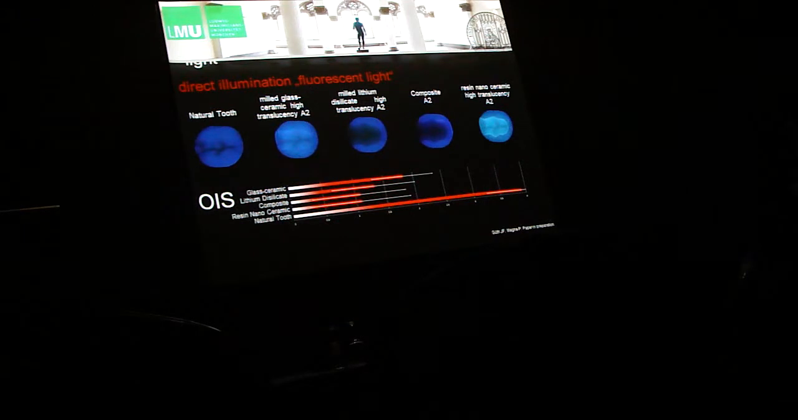This means the value of the translucency, of the fluorescence. This means low or high values here. I will bring you the next results at the next IADR, and I want to conclude with one sentence.